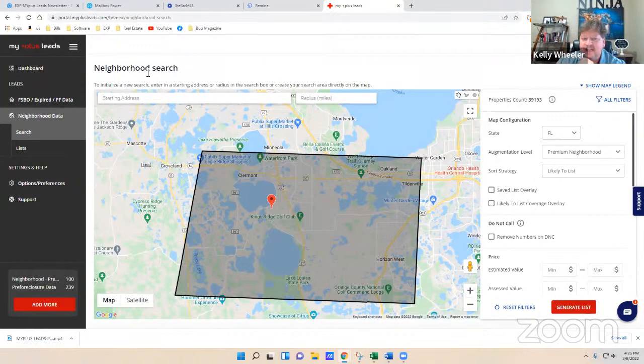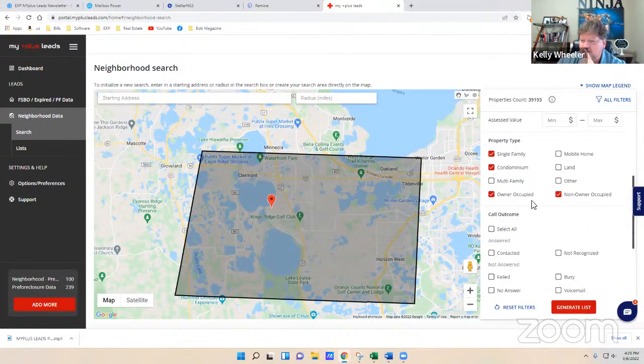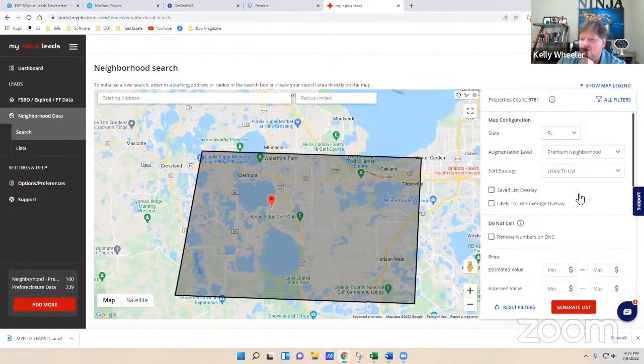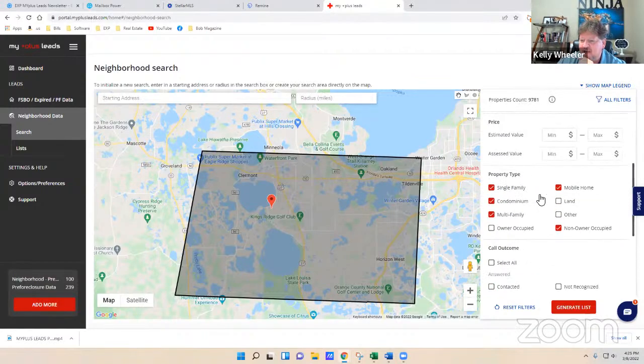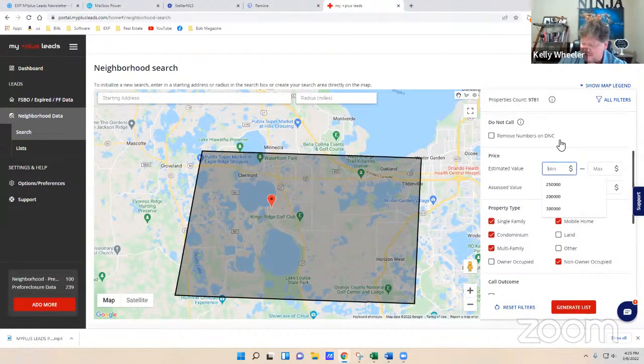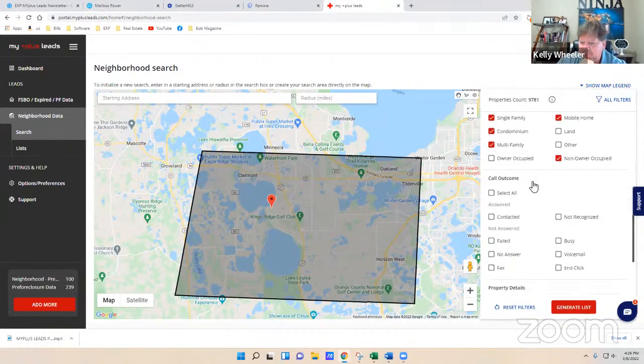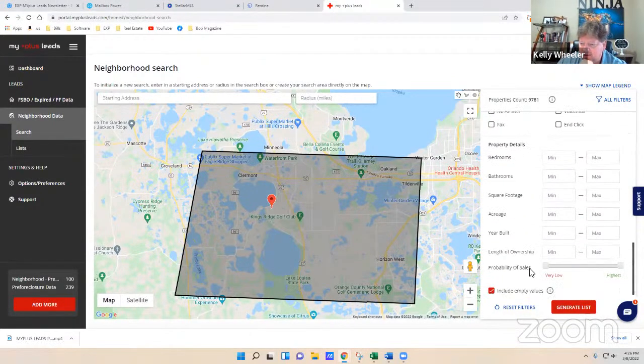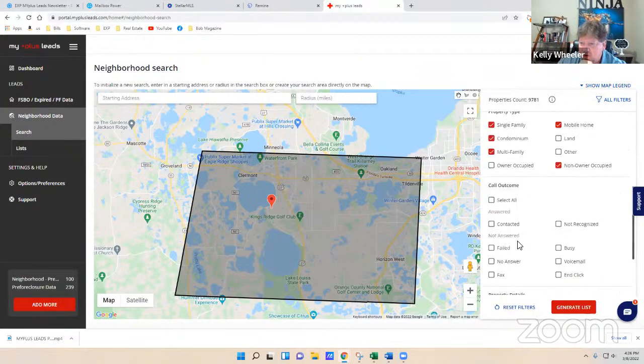So inside of the neighborhood search, I'm going to look for premium neighborhood, and I'm also going to look for non-owner occupied. Okay. So I'll do multifamily, I'll do mobile homes, I will do all of that. And I am going to go ahead and look at my criteria. The minimum that I want to work with, let's just say in this area, is 300K.